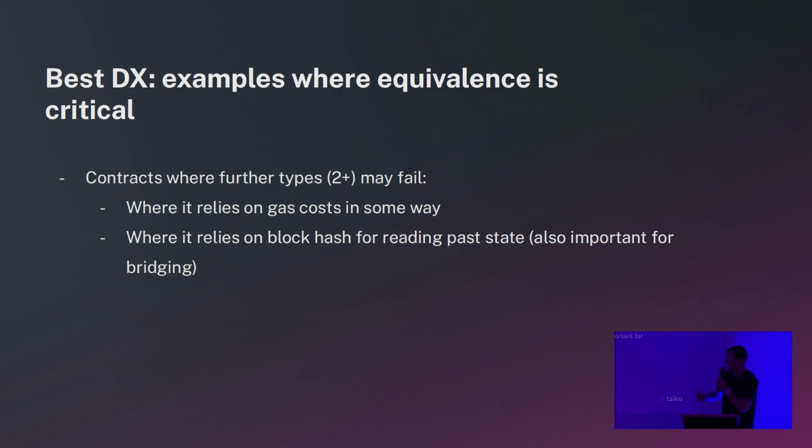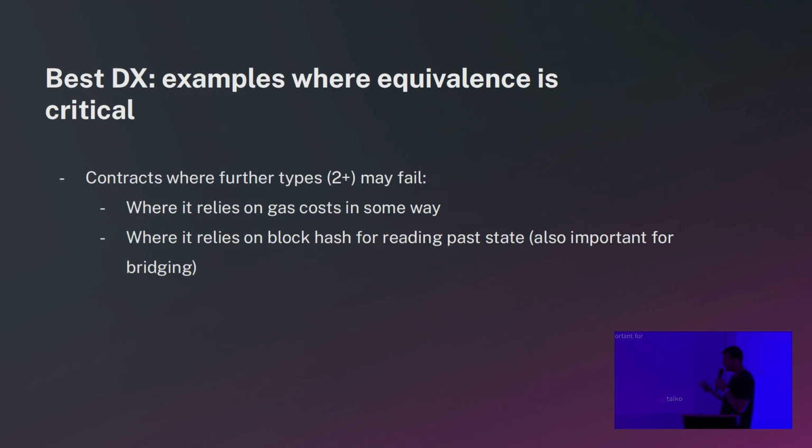Some examples where those edge cases might rear their head, and this is taking the kind of conservative case, so a Type 2. So the least difference. As you go out the spectrum, there would be more instances where differences rear their head. But for us, that means where Ethereum Solidity contracts, if deployed to a Type 2 or plus, would fail is if those contracts rely on gas costs in some way, and if they rely on the block hash for reading a past state.